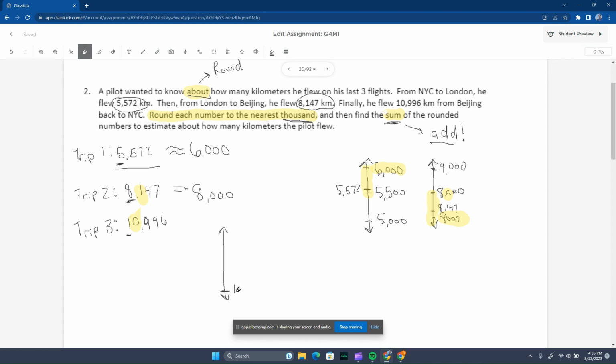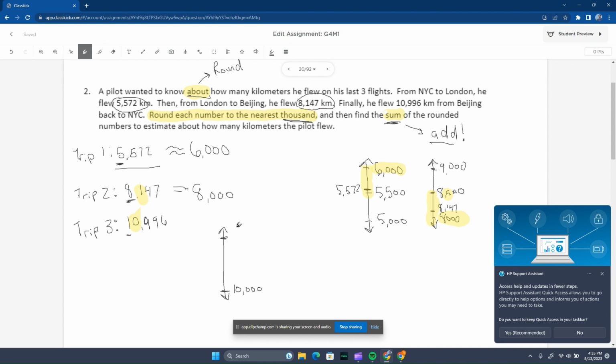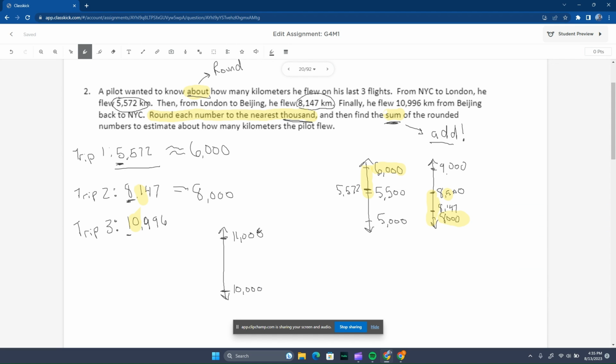So we could maybe have 10,000. And then the next 1,000 after 10,000 is 11,000. Halfway between 10,000 and 11,000 is 10,500. So where does 10,996 lie on this number line?